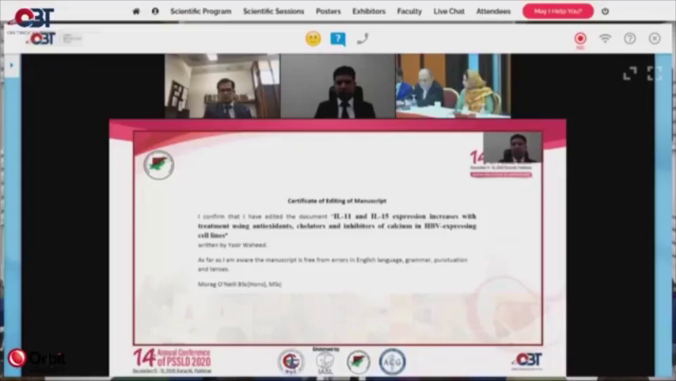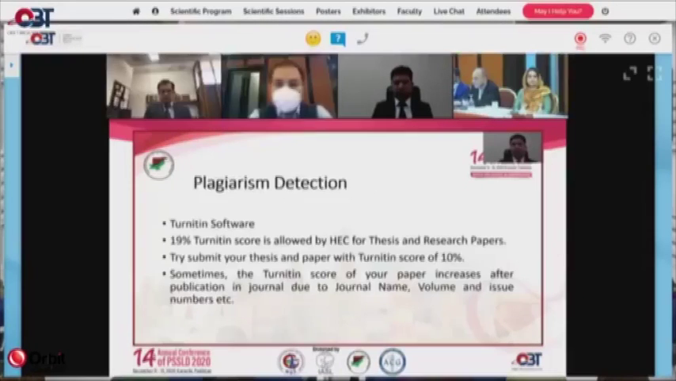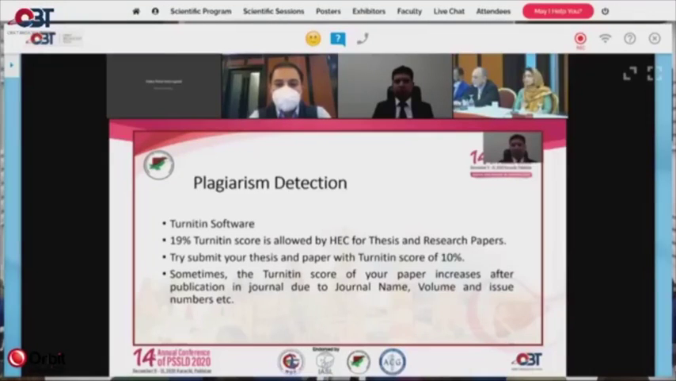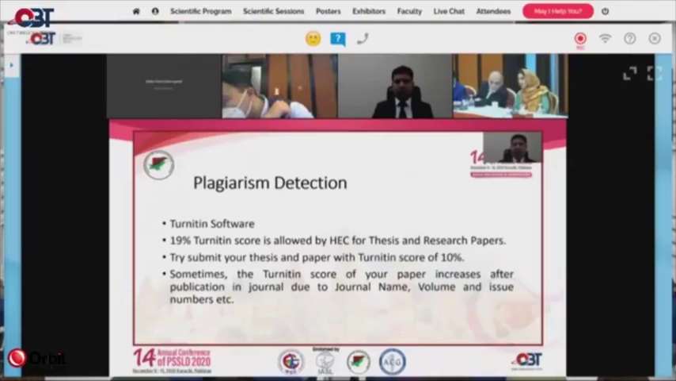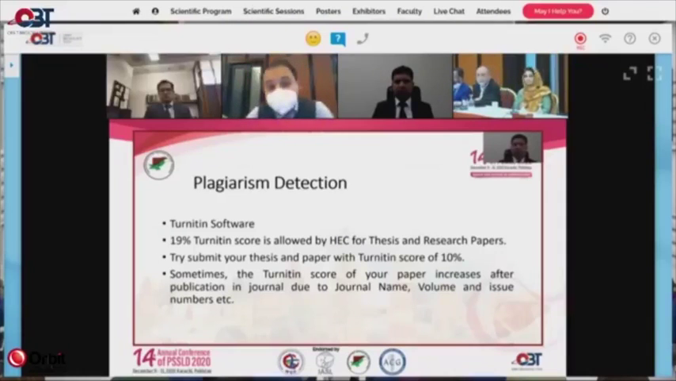Plagiarism detection is also very important. HEC has provided Turnitin software to almost all the universities of Pakistan, and the limit for the Turnitin score is 19% for thesis and research paper. But I recommend submitting your thesis and paper with a Turnitin score close to 10%, because sometimes at a later stage, when your paper or thesis is published, the Turnitin score will increase, and it can create problems if your Turnitin score becomes more than 19%.